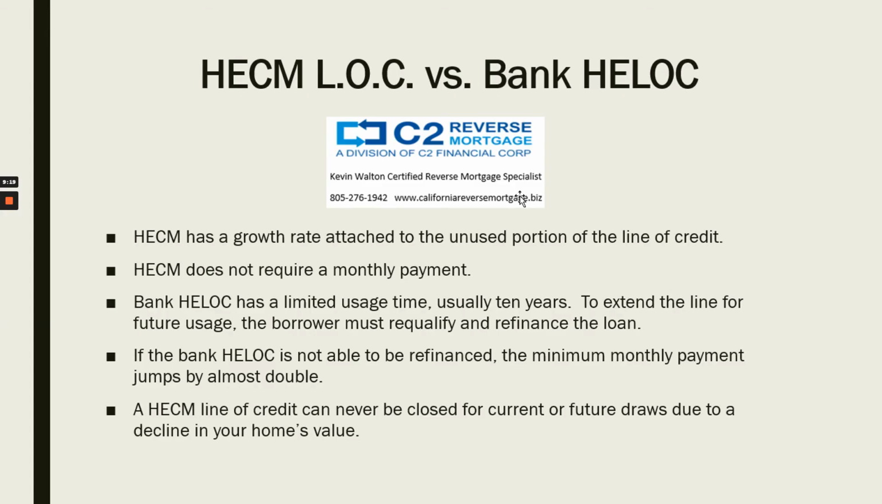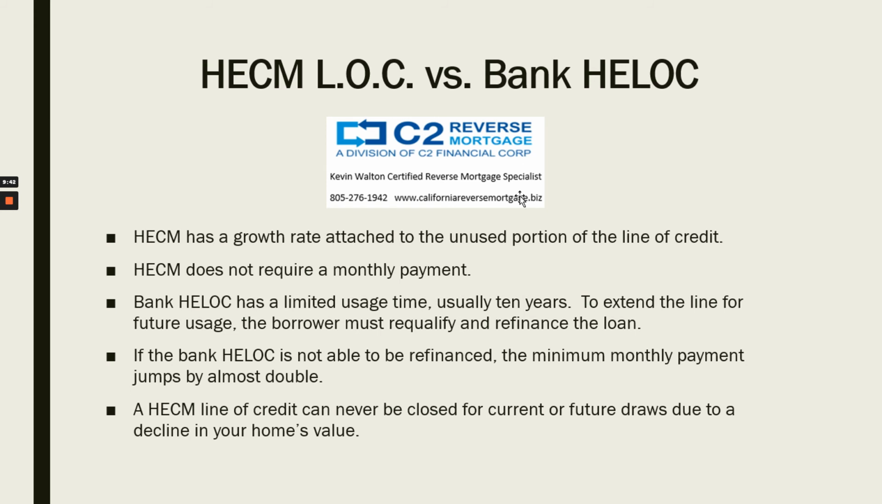So the bank HELOC has a limited use of time on it. It's typically 10 years. It's a 25-year amortized loan, which means your payments are stretched out over 25 years. Your first 10 years is an interest-only payment. Then after the 10th year, your line is shut down, zeroed out. You can't use it anymore.